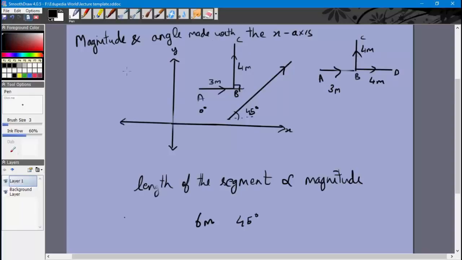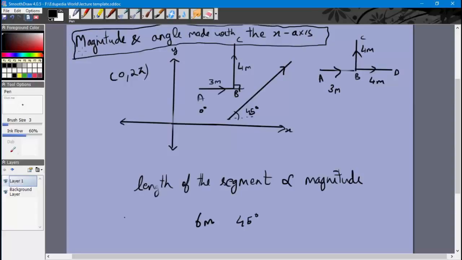The angle with the x-axis generally will be a number between 0 and 2 pi. Right. Or you could have it in any other interval, but any addition of 2 pi gives you the same angle. So these are the two things that uniquely determine a vector when you're talking about a representation in terms of the magnitude and the angle made with the axis.